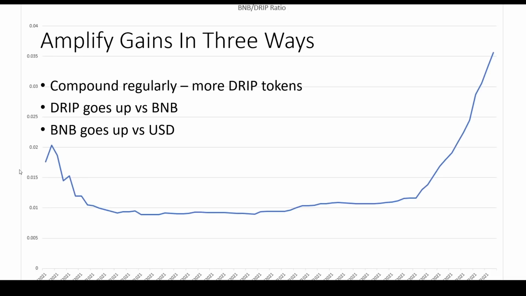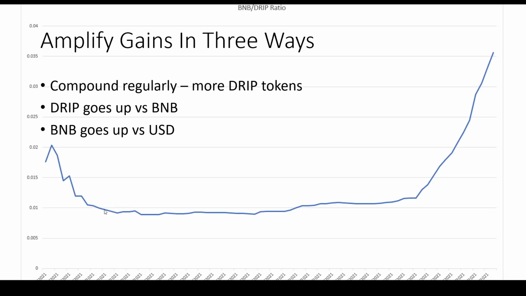This chart here is one I put together myself. I went into the Fountain contract, and every day at 0000 UTC, I look at the price of DRIP versus BNB, BNB versus DRIP, however you want to call it. And I've been tracking that. I went into BSC scan and looked up the data for each and every day since this platform was launched on April 22nd.